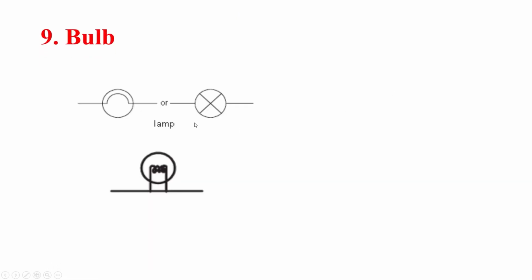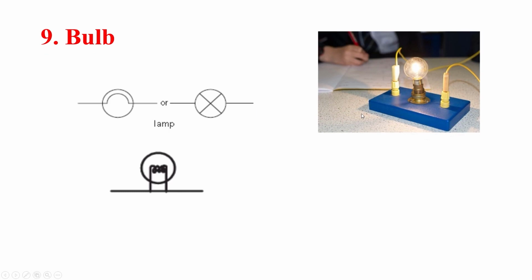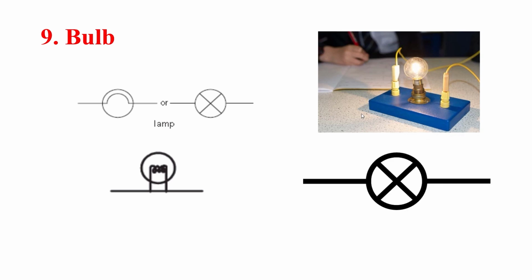Bulb, you can see over here, different symbols are used for it. And the purpose of a bulb is only to identify or to observe the flow of current, whether the current is moving inside the electric circuit or not. We usually connect a bulb in the circuit to see whether the current is moving inside the circuit or not. And the symbol used for the bulb is either this symbol, this symbol, or this one.